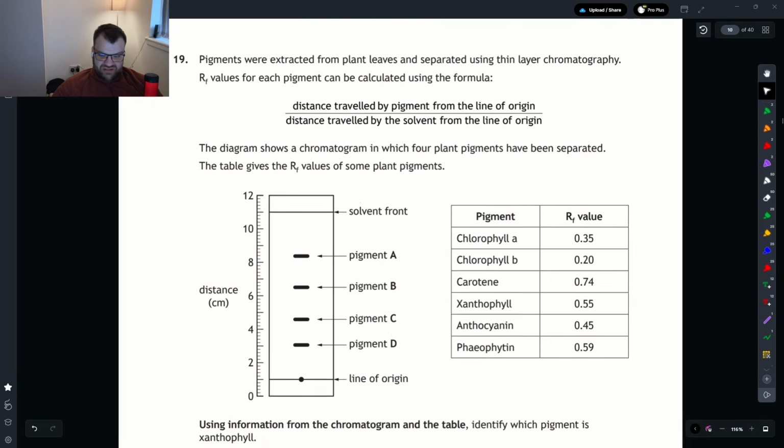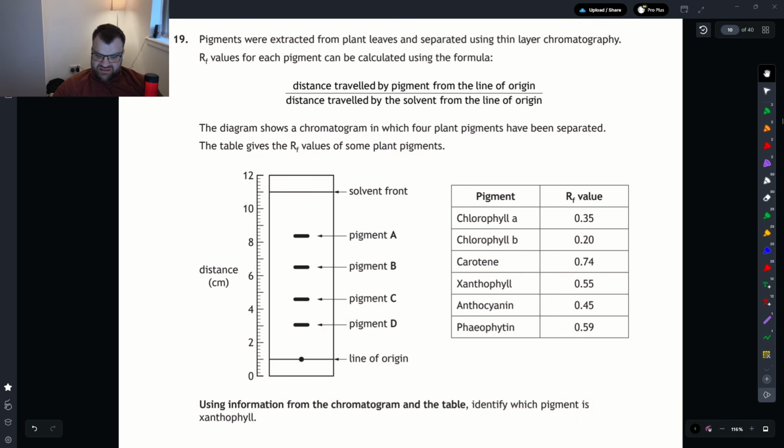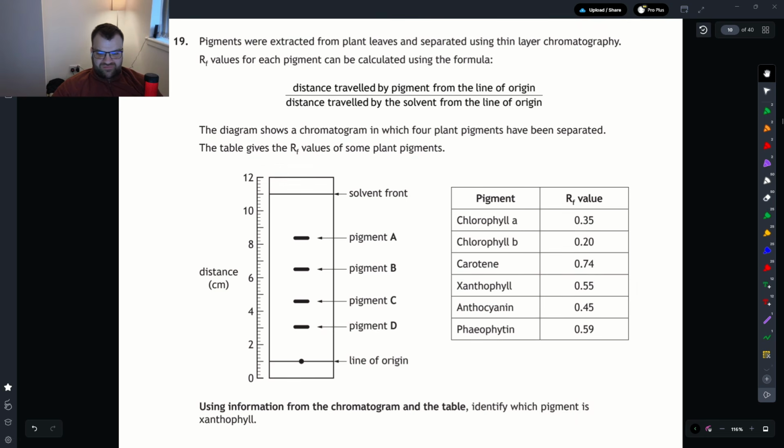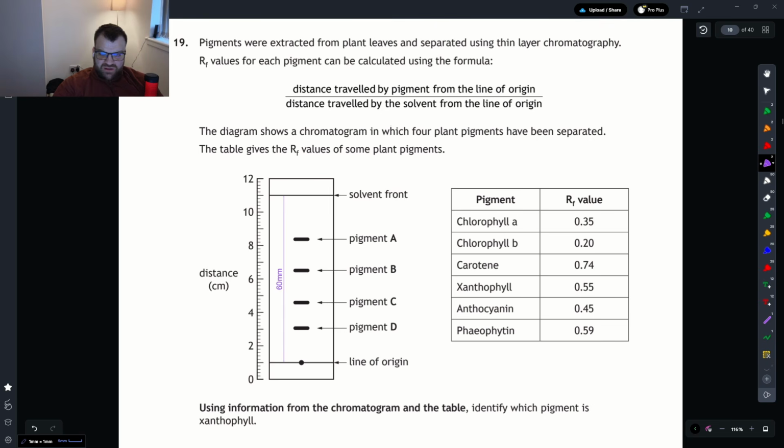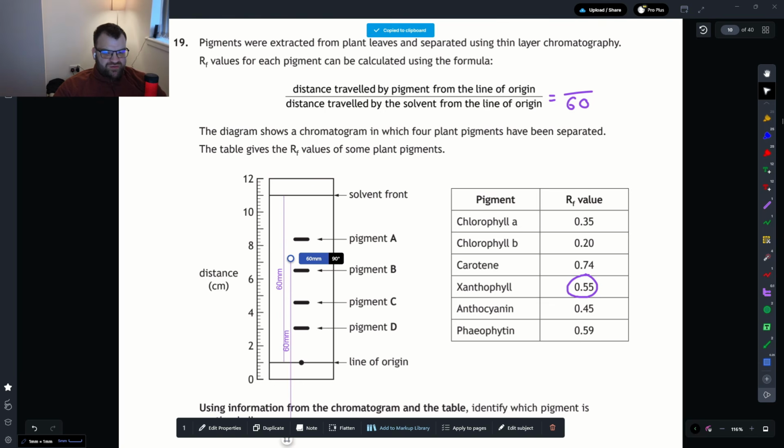That one right here, we're talking about pigments. Which pigment is xanthophyll? Right, we're dealing with RF values. So that's the distance by the pigment over the distance by the solvent. Now, we can use a ruler. I'm going to use this one here. Based on this, my measuring tool, I'm getting approximately 60 millimeters for that one. And then we are looking for something that has a value coming out of 0.55. So we could just go through them all and see which one comes out.